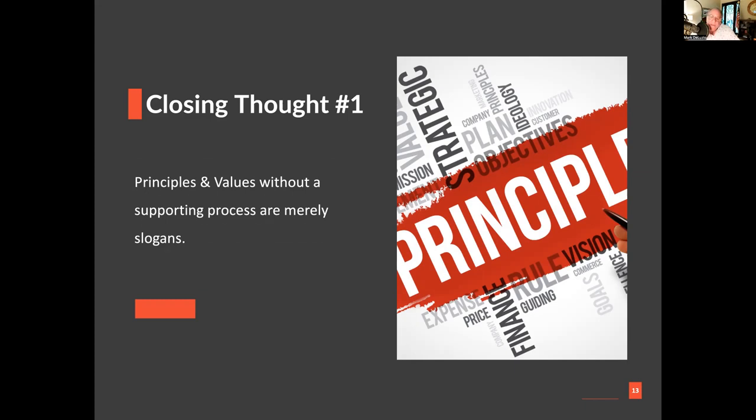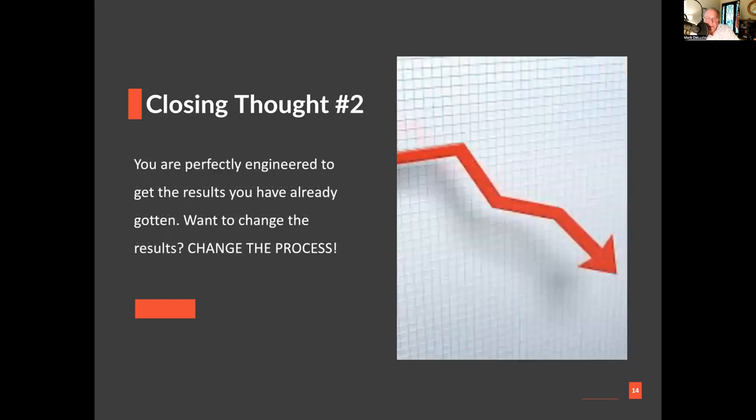Okay. And closing thought too, you're perfectly engineered to get the results you've already gotten. You want to change the results? Change the process. You're perfectly engineered from every pencil that you bought, from every line you made in the parking lot, from every trash can that you placed around the company, from every post-it note, go down the list, from every minute detail, you are perfectly engineered. You get the results that you already have gotten. Okay. So think about that.